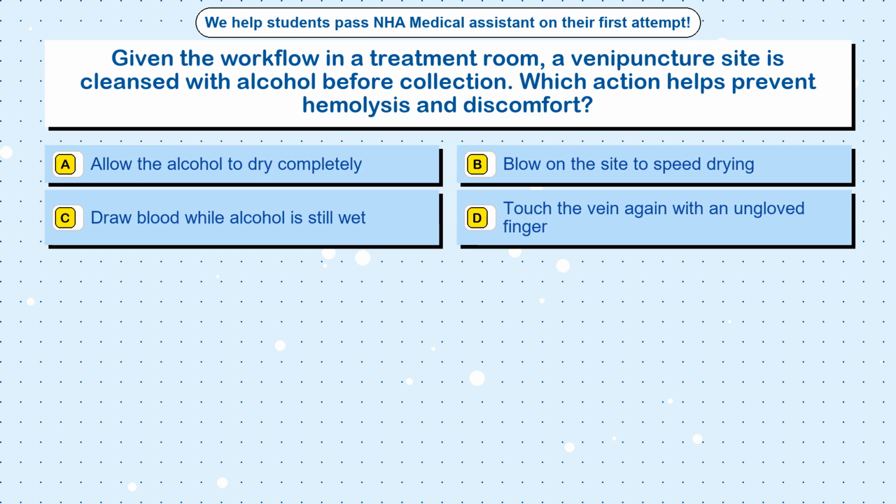Question 71. Given the workflow in a treatment room, a venipuncture site is cleansed with alcohol before collection. Which action helps prevent hemolysis and discomfort? Option A. Allow the alcohol to dry completely. Option B. Blow on the site to speed drying. Option C. Draw blood while alcohol is still wet. Option D. Touch the vein again with an ungloved finger.